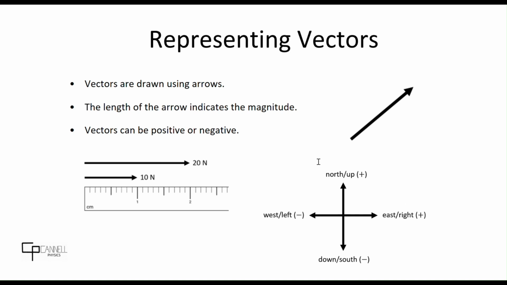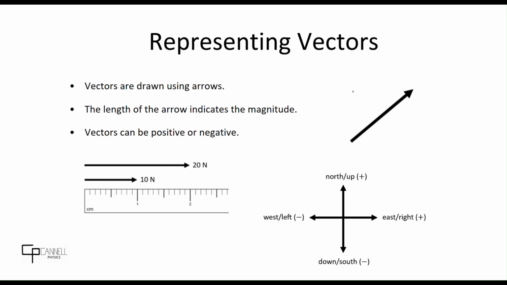And what I've got here in the bottom right is the common convention used. North and up and east and right are considered positive directions, and west and left and down and south are considered negative directions. However, it might be more convenient to switch these positives and negatives around for a particular problem, and this is to try and avoid using negative numbers.